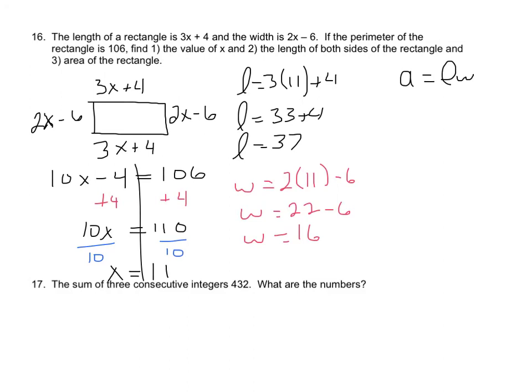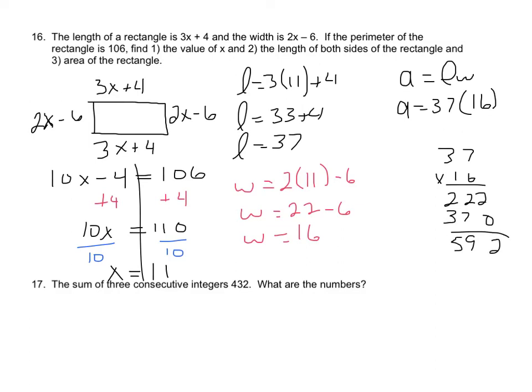Length in this problem was 37. So A equals 37 times the width, which was 16. Okay, so 37 times 16. That one I cannot do in my head quickly, so we get 592. So the area of the rectangle is 592, whatever it was, centimeters squared or inches squared, but it doesn't actually say in the problem.